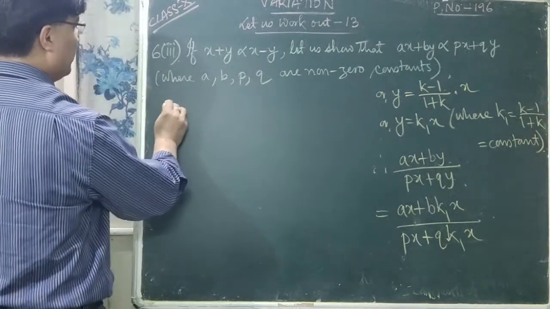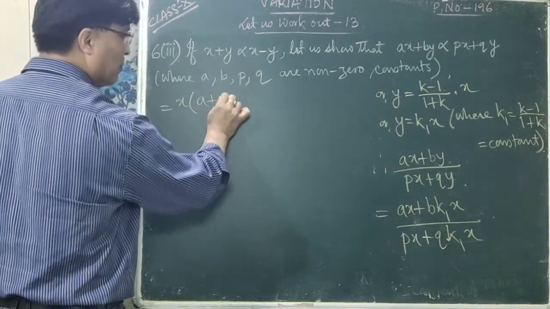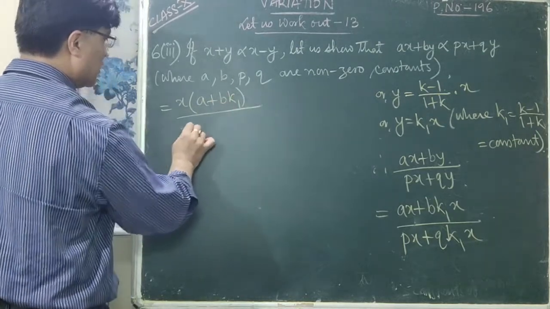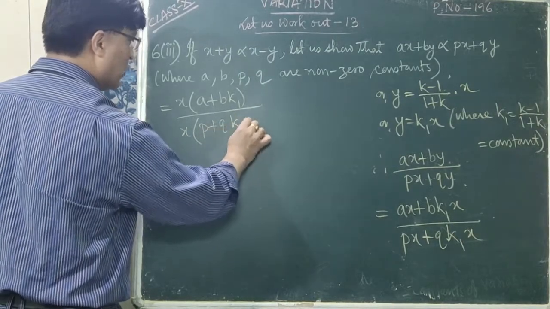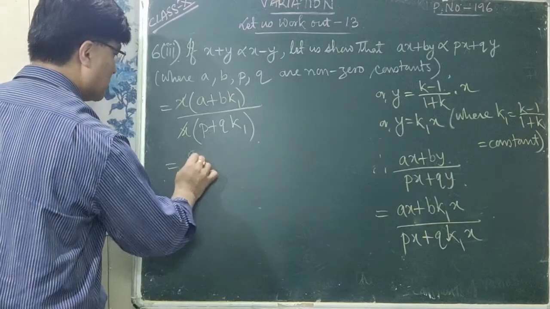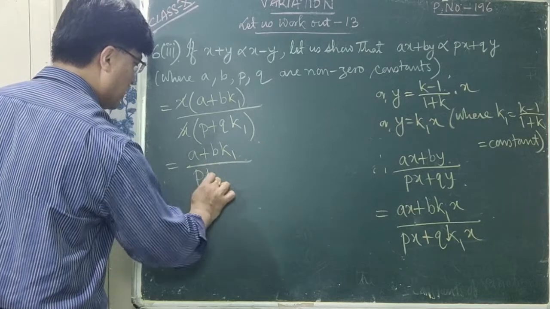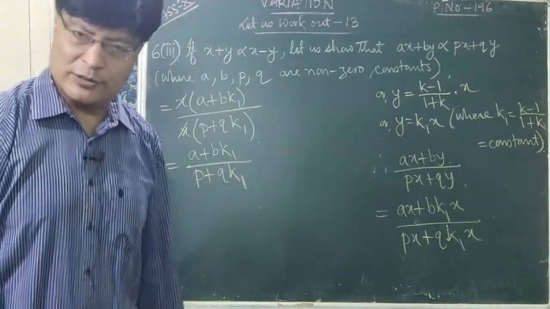Okay, next what will you do? In the next step, you take x as common in the numerator within bracket: a plus bk1, divided by, in the denominator also x is common within bracket, p plus q k1, right? So here x cancels, which is equal to a plus b k1 divided by p plus q k1. So I think you have understood it.